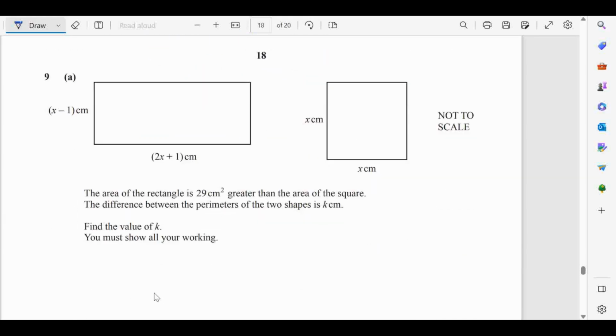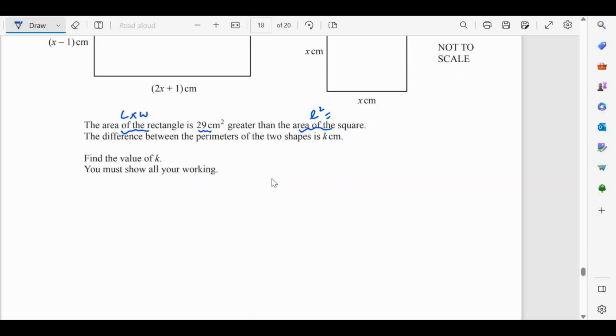Question number 9. Now in question number 9, they said that the area of the rectangle is 29 centimeters square greater than the area of the square. We know the formula for the area is length into width. We know that the area of the square is length square, or the square of the side. The difference between the perimeters of the two shapes is k. Find the value of k and you must show your working.